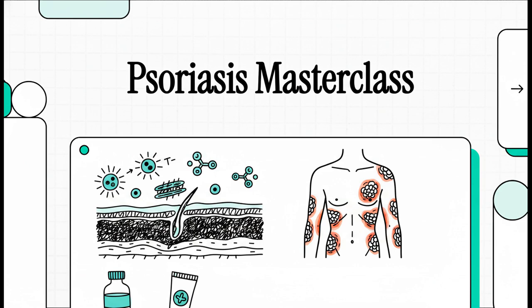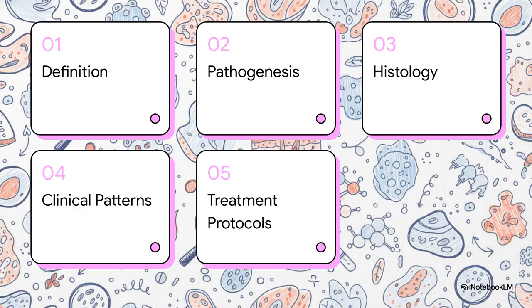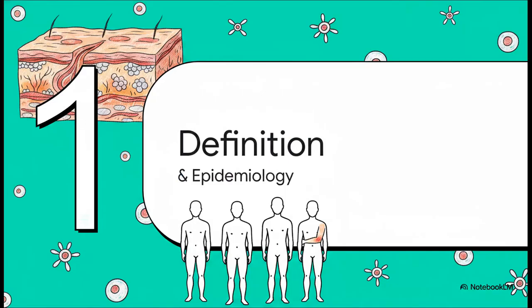Let's get into it. Okay, here's our syllabus for today. We'll be hitting 5 key areas: definition and epidemiology, pathogenesis and genetics, histology, clinical patterns, and finally, treatment protocols. Section 1, Definition and Epidemiology. Let's establish our academic baseline and see exactly what we're dealing with.